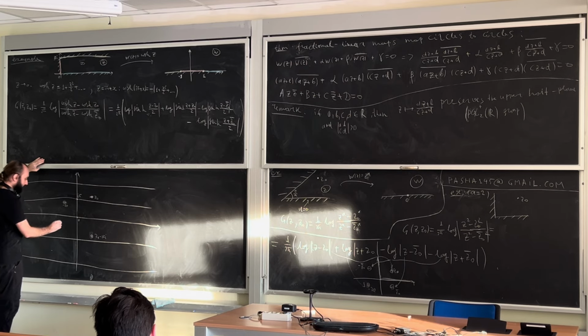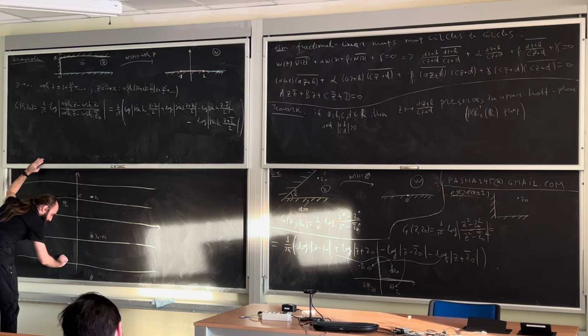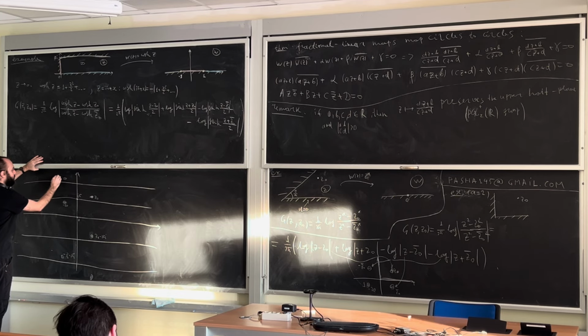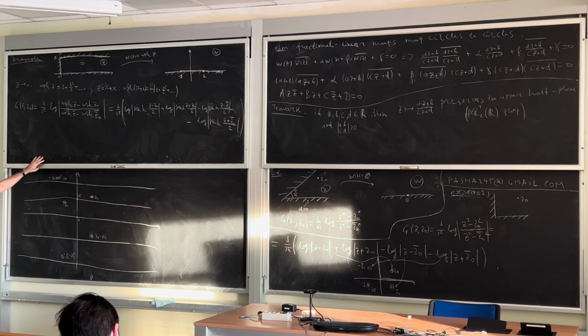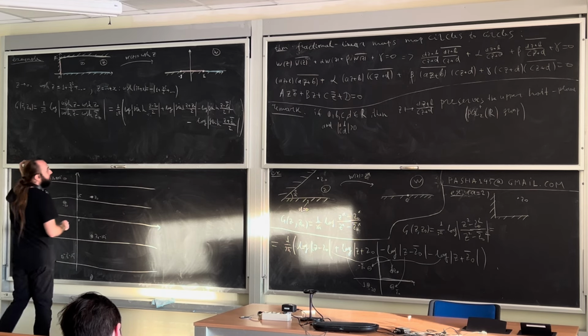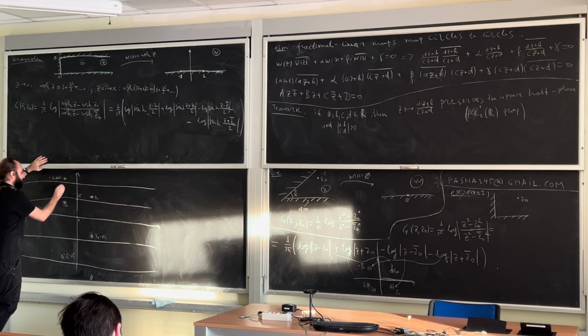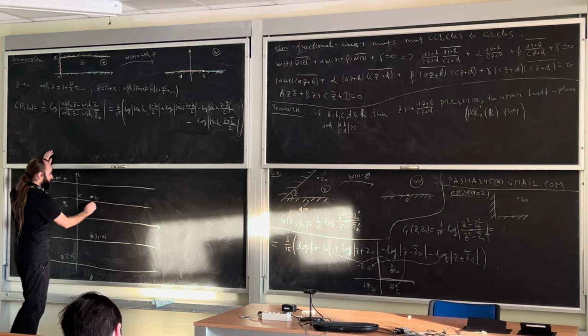Minus z0. And here minus z0 minus 2 pi i. Here minus z0 plus 2 pi i. This is for this expression. Then there is simply z0. Sorry, this was plus sign. There is simply z0 bar.